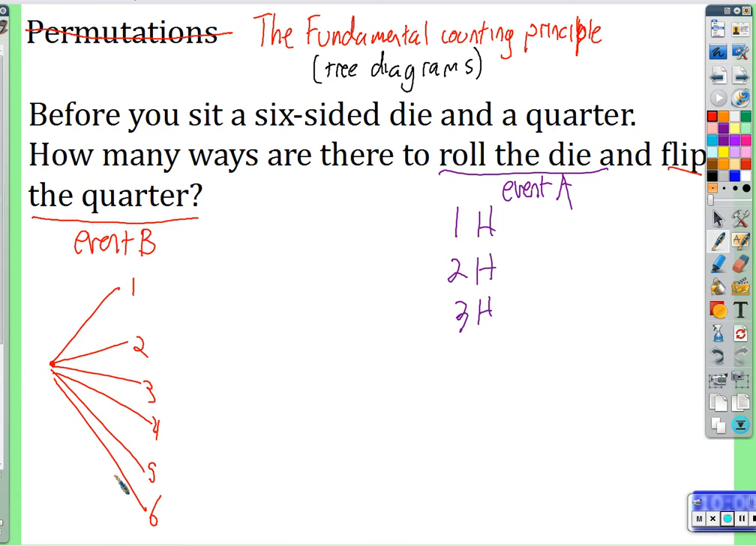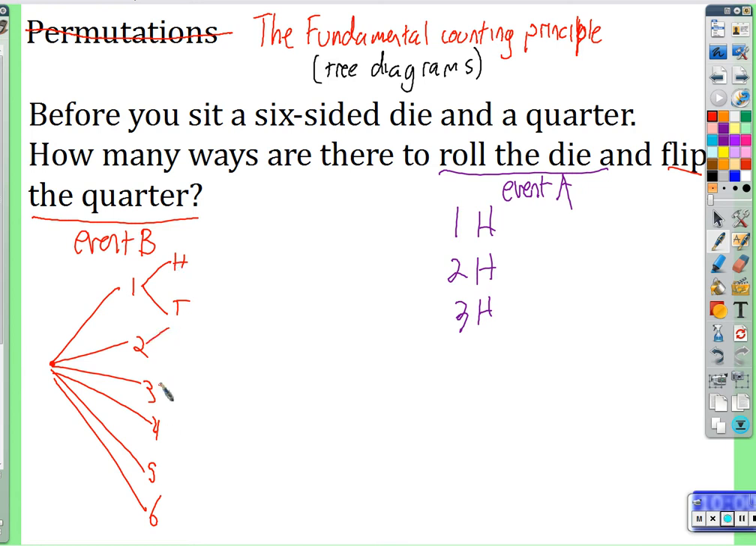So you roll a 1, and what do you do after you roll a 1? Flip the coin, so that can happen 2 ways. So we put 2 branches off there, heads or tails. So here's one outcome. Event A is a 1, event B is a heads. Event A is a 1, event B is a tails. So there's 2. We counted 2 of those outcomes so far.